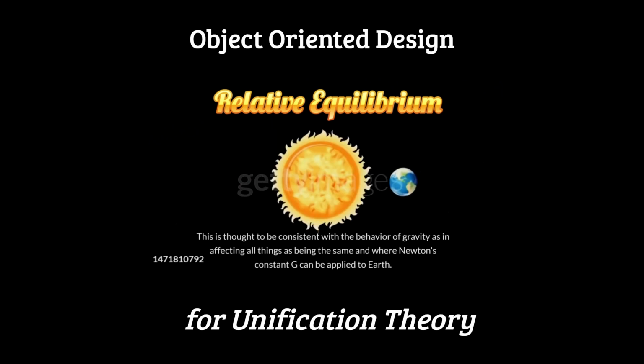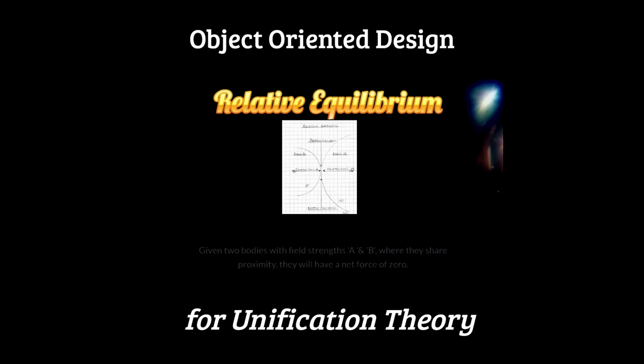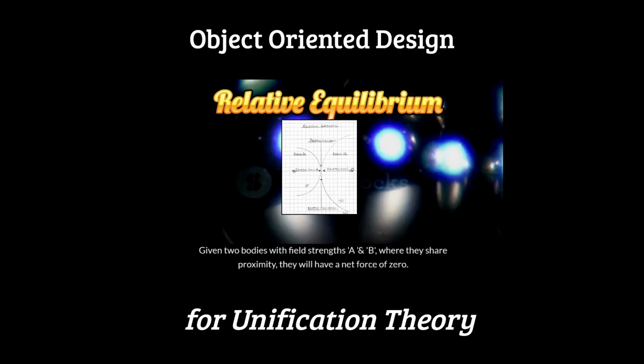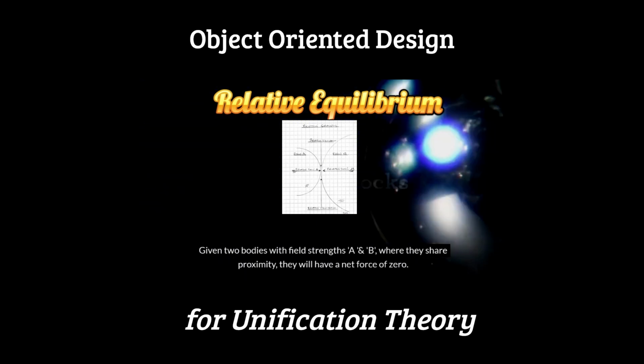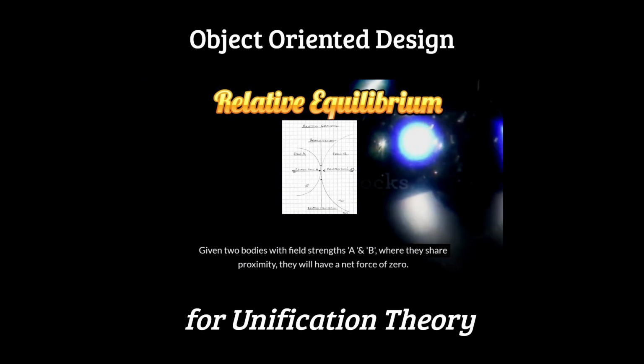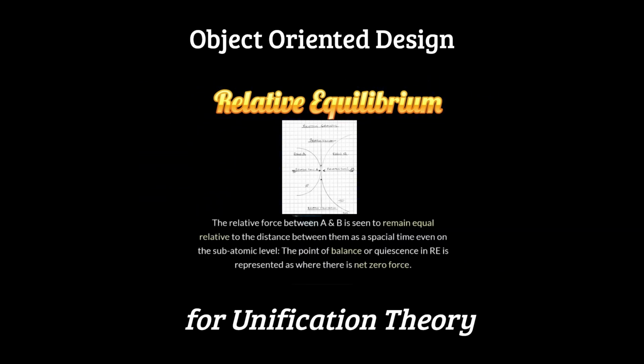This is thought to be consistent with the behavior of gravity as in affecting all things as being the same, and where Newton's constant G can be applied to Earth. Given two bodies with field strengths A and B, where they share proximity, they will have a net force of zero. The relative force between A and B is seen to remain equal relative to the distance between them as a spatial time even on the subatomic level.